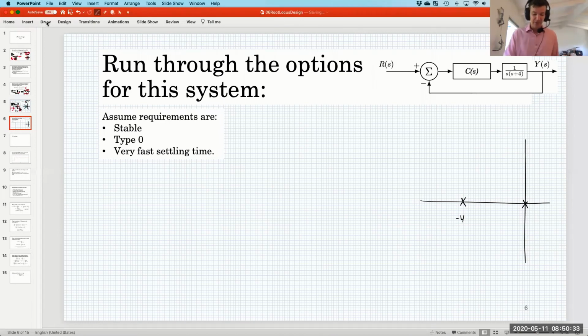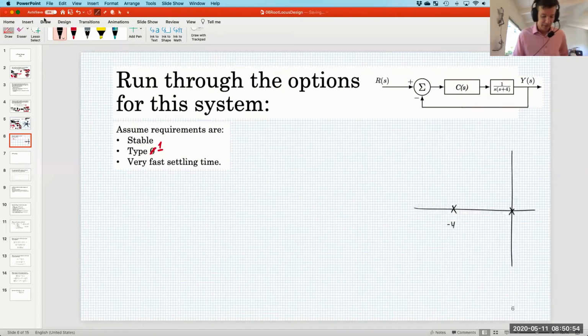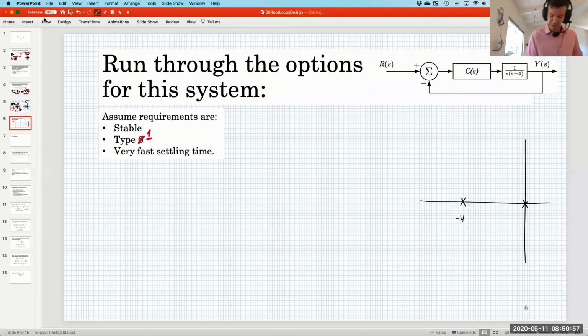If the requirements are for a type 0 system, then I think that's actually not what I meant. So there's a correction here. Listen up, people. I want this to be a type 1 system. Even when I don't ask for student participation, I still manage to screw it up.